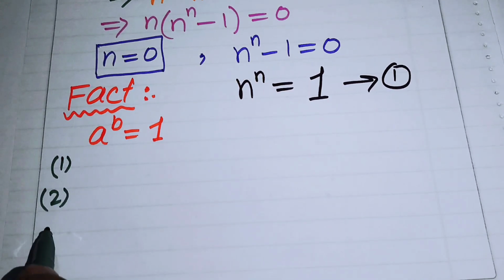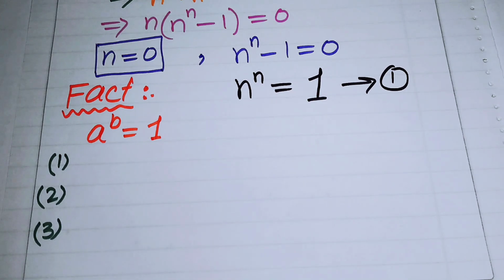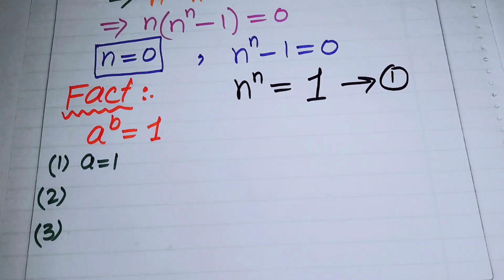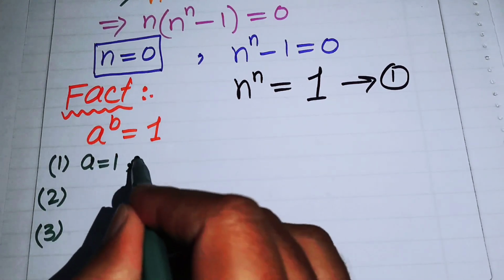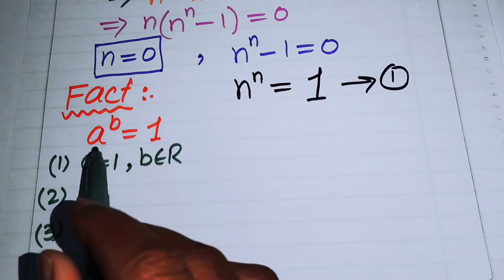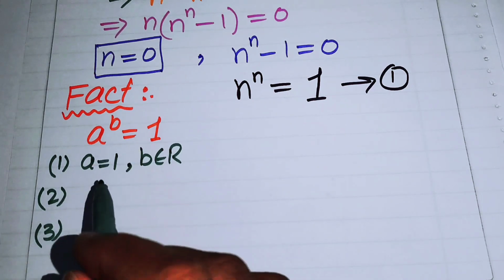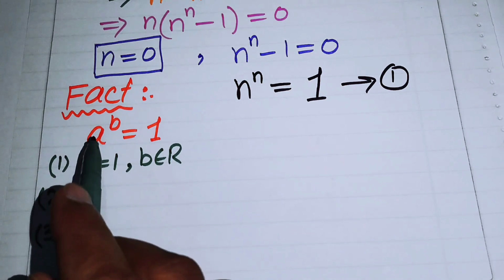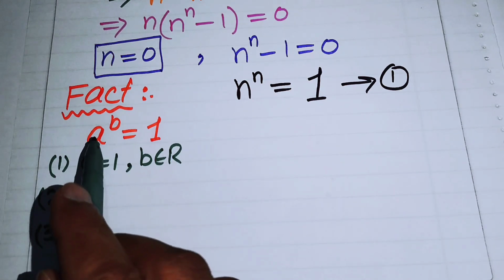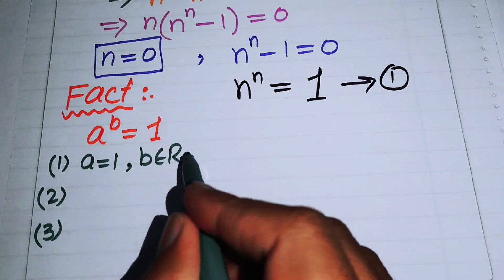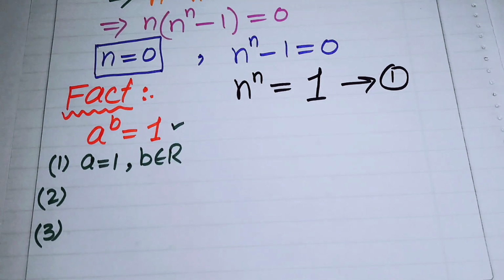I can write these three here, so the first solution will be a equals 1. You know that if a equals 1 and b belongs to R, it means that if a is 1 and b is any real number, then this equation will be satisfied. When you put a equals 1, any power of 1 will be equal to 1, so it means that this equation will be satisfied. So this is the first solution of this equation.